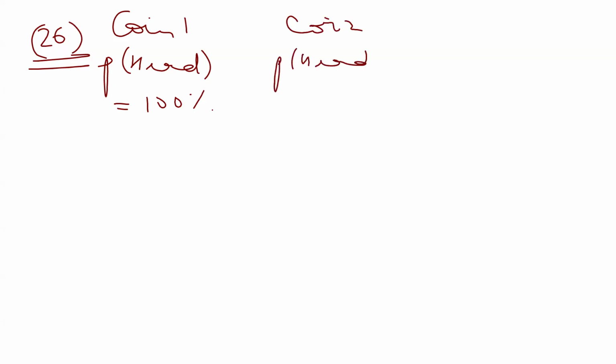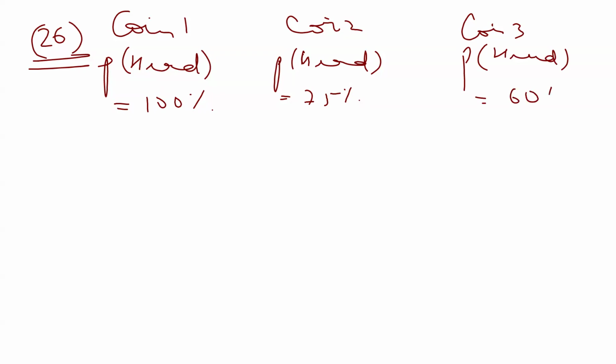So coin one: the probability of getting a head will be 100% because both the faces have head only. Coin two, okay, it's a biased coin. In an unbiased coin, the chance is 50-50%. So then it's a biased coin. Probability of getting head is 75%. And coin three: the probability of tails is given, so the probability of heads will be 60. Tails is 40, so heads is 60.